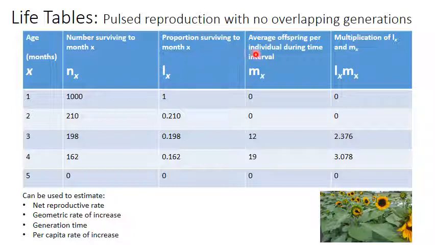Then the third column has average offspring per individual during that time interval. So you can actually see that these plants don't produce any seeds. So by offspring, we're talking about seed production. And these plants don't produce any seeds for the first 2 months of their life. Then you start to see seed production in months 3 and 4, and then it drops off again to zero in the 5th month when the plants will eventually die. Then the final column is just a multiplication of those two previous columns. And we can use this data to, as I say, estimate a number of different features of this population.